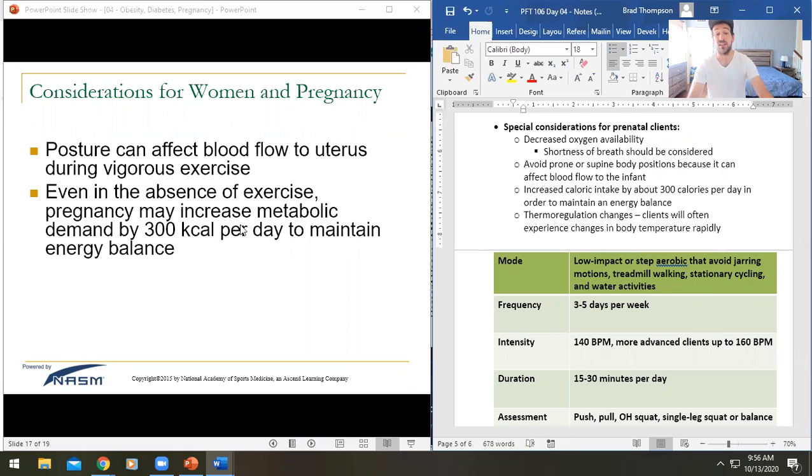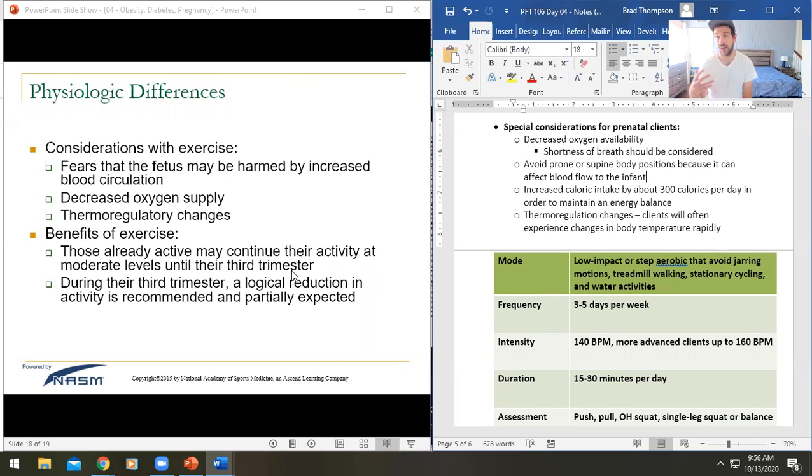We're also going to see, even in the absence of exercise, an increased metabolic demand of about 300 calories per day in order to maintain that energy balance. You think about a little infant inside the body, it's burning about 300 calories per day on average. That goes up even higher in the later stages of pregnancy.